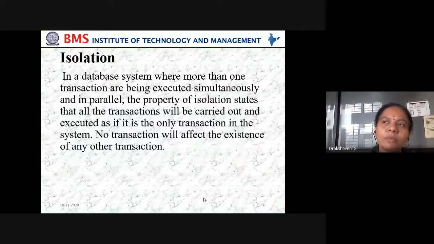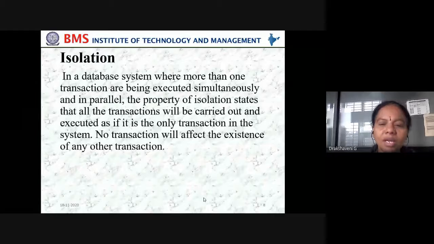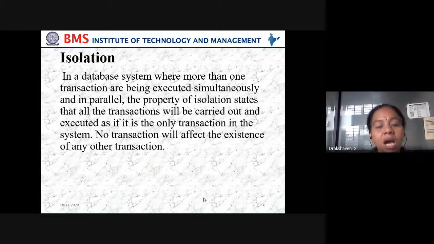And the last property here is isolation. Isolation in the database system means that whenever more than one transaction is being executed simultaneously and in parallel, the property of isolation states that all the transactions will be carried out and executed as if each is the only transaction in the system. No transaction will affect the existence of another transaction.